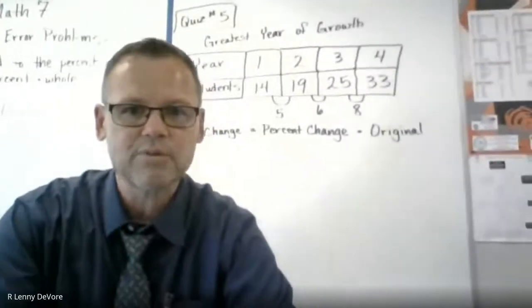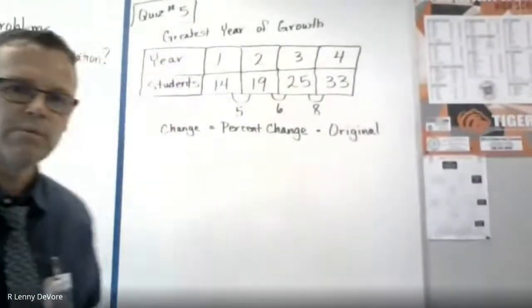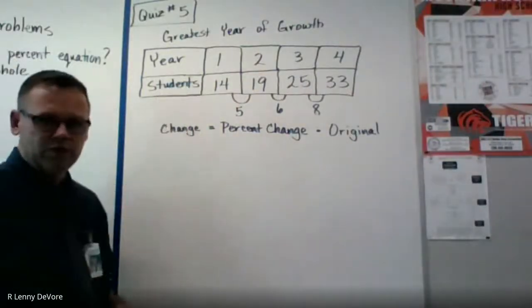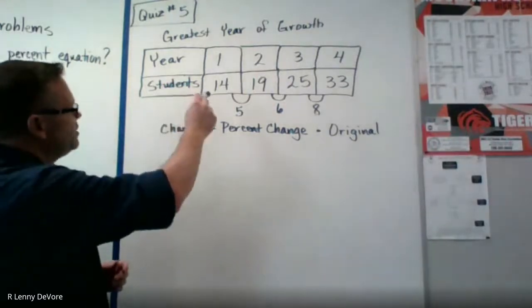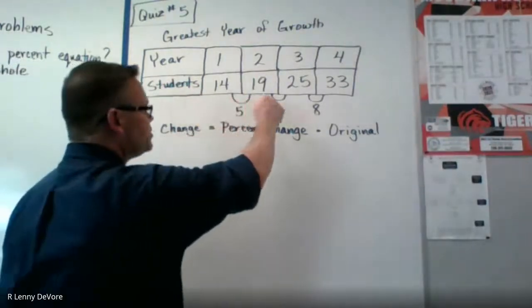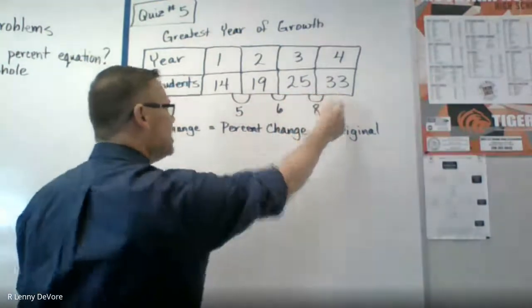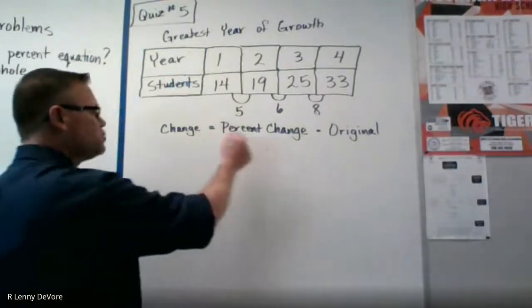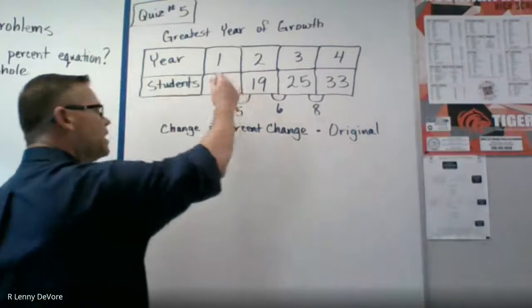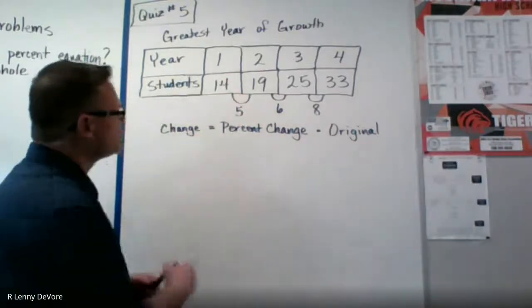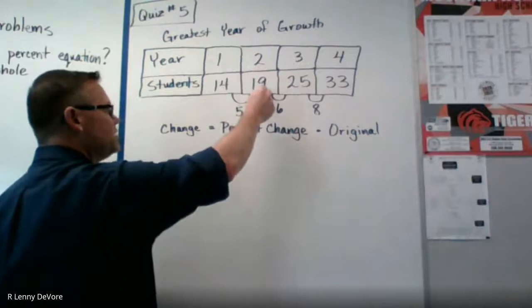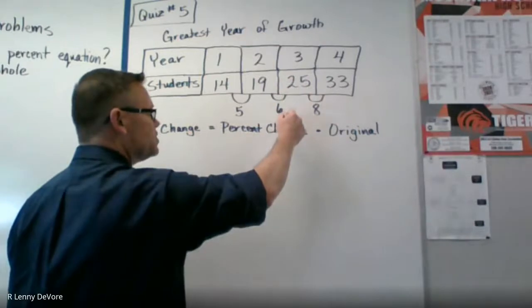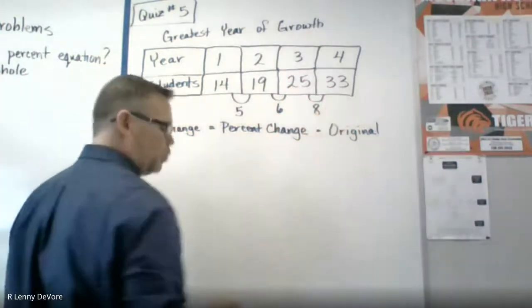So, quiz problem number 5. What they're asking is which one is the greatest year of growth. They say that year 1, they had 14 students, year 2, 19 students, year 3, 25 students, and year 4, 33 students. I already marked down change, percent change, original. And I calculated the amount of change from one year to the next. From year 1 to year 2, you would take 19 minus 14, we'd get 5. From year 2 to year 3, 6 more students. From year 3 to year 4, 8 more students.